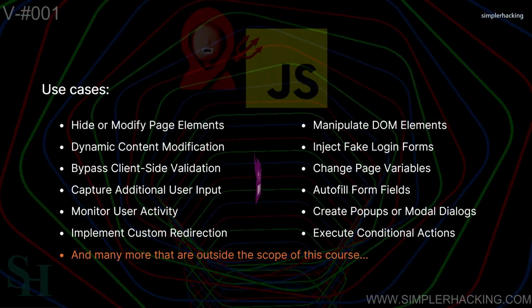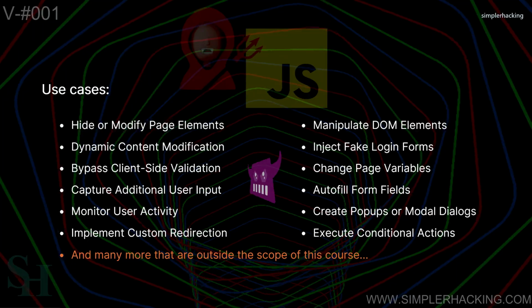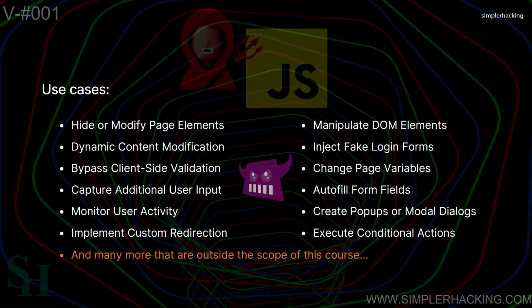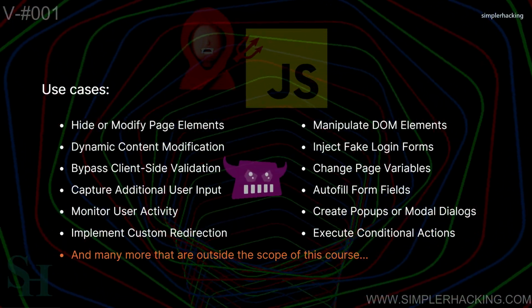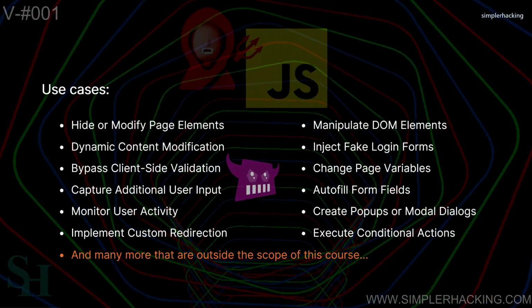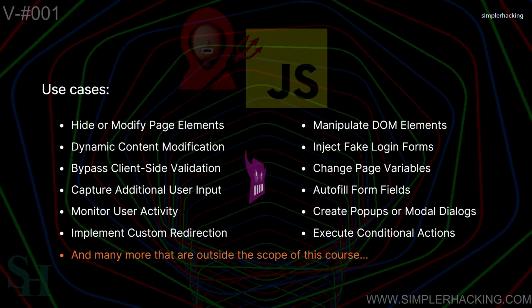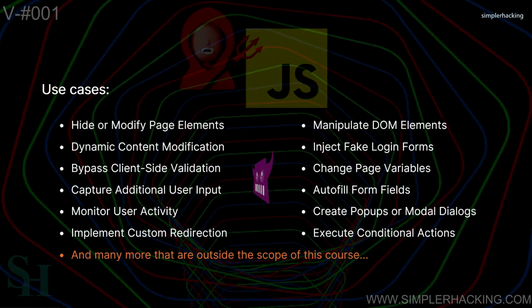Hide or modify page elements. JavaScript injection allows you to alter the appearance of a web page by hiding or modifying specific elements. This can be useful to remove any elements that might alert the user to suspicious activity or to modify the content in a way that makes the page more convincing.